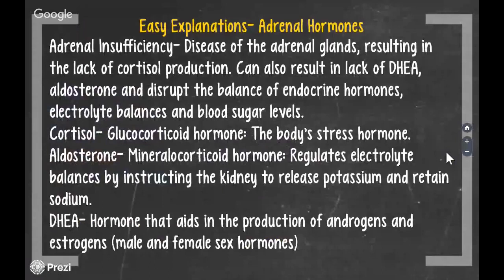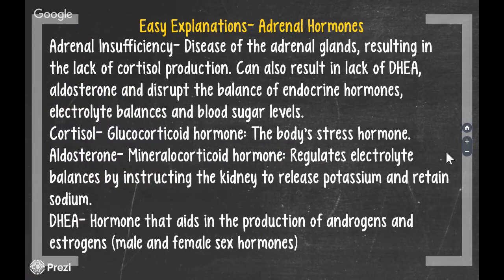Easy explanations. Adrenal hormones. Adrenal insufficiency: disease of the adrenal glands resulting in the lack of cortisol production. It can also result in the lack of DHEA, aldosterone, and disrupt the balance of endocrine hormones, electrolyte balances, and blood sugar levels. Cortisol: a glucocorticoid hormone, the body's stress hormone.